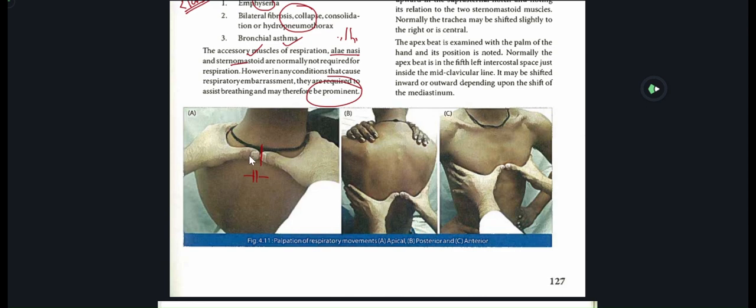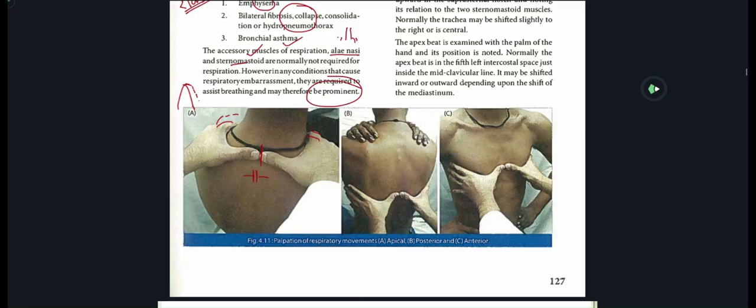Why would there be movement of separation between the thumbs at the apex? At the apex, we want to see the expansion of the apex, and when the apex expands, these fingers should elevate. These fingers should elevate from their positions. That is the movement which we are expecting at the apex.